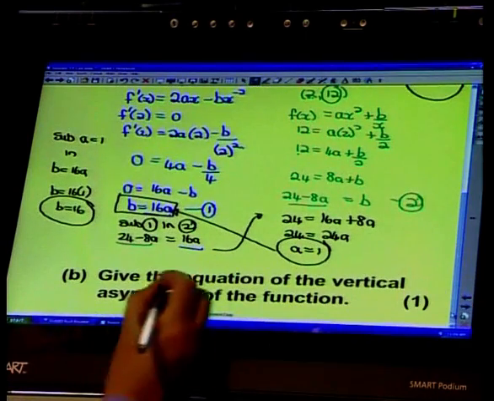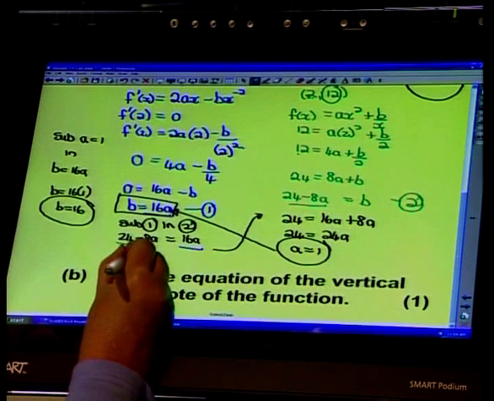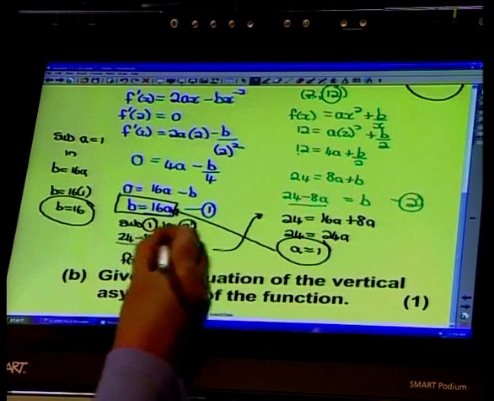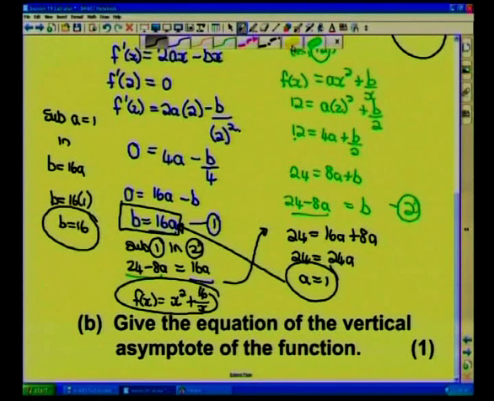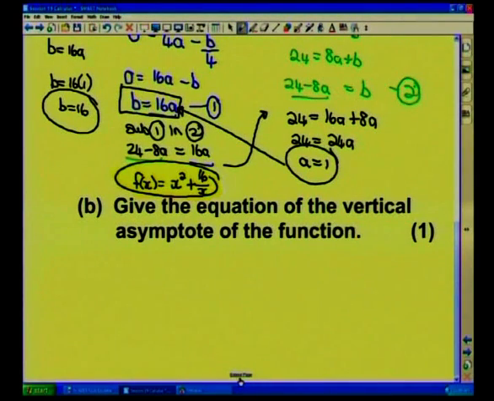So now we know that the equation is f of x equals a, which was 1, so it'll be 1x squared, plus b, which is 16 over x. Now the question tells me, so let's just highlight that maybe in yellow so it stands out a bit. Yes, there you go. The next question for 1 mark, so this is not going to require a lot of thinking, says give the equation of the vertical asymptote of the function.